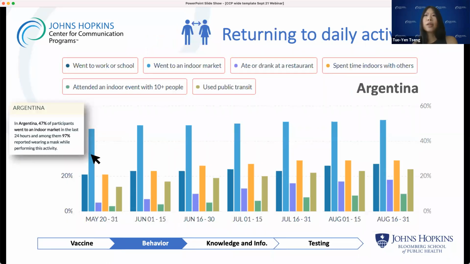This graphic shows the percentage of participants who took part in typical daily activities, such as going to work or school, spending time indoors with others, and using public transit. When hovering over a data bar, the pop-up texts give additional information on the percentage who wore a mask during that activity. From this graphic, we can see that there is an increase in certain activities in Argentina from May to August this year, while other activities remained at the same level. Next slide.